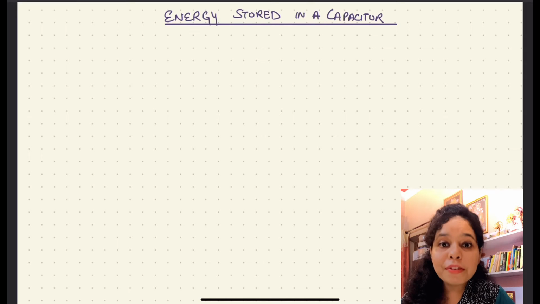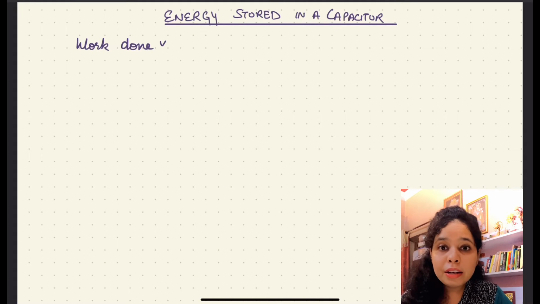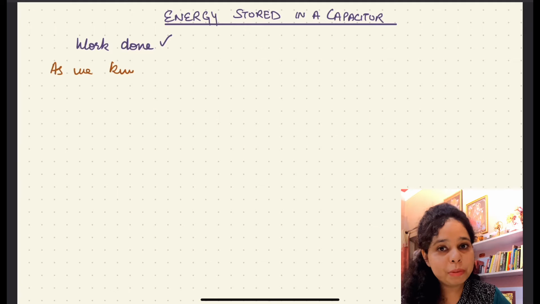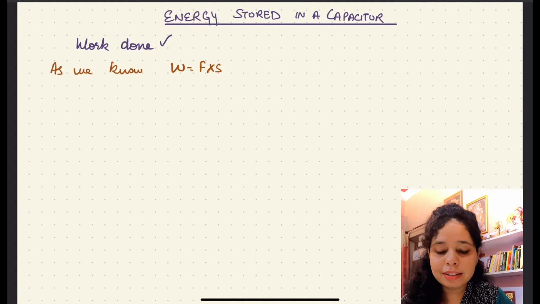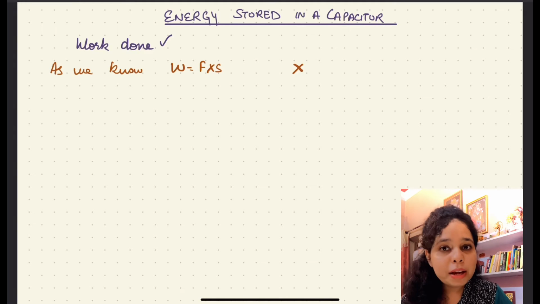As we all are aware, in order to find any kind of energy, we need to calculate the amount of work done, and for this purpose we only know the equation, that is work done is equal to force into displacement. This equation is already discussed in class 11th and in class 9th, but here this equation is not going to work, so we will have to think about the other equation which is really going to help us out in order to find the potential energy or the total energy stored in a parallel plate capacitor.